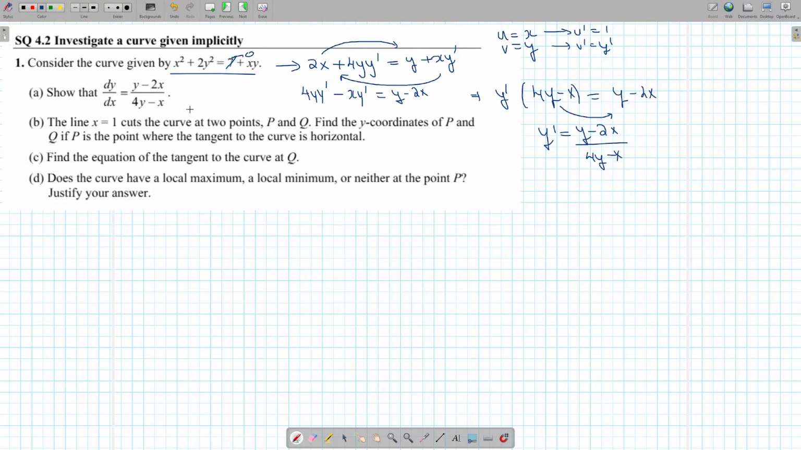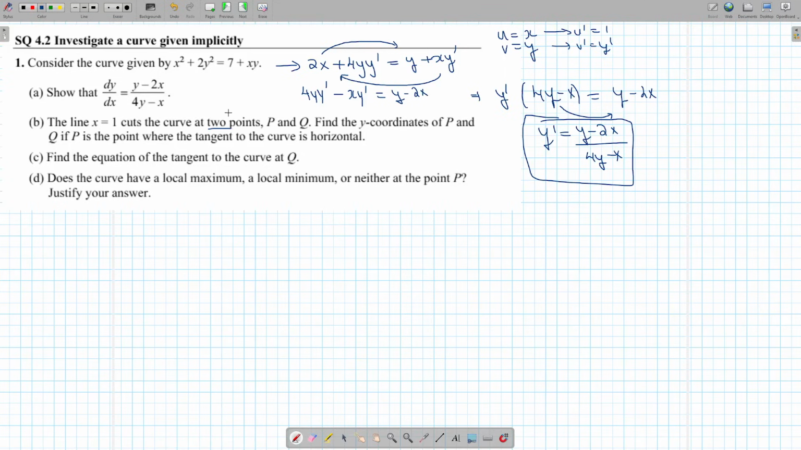And this is what they want us to show. Easy. Part A, very easy. Now, part B. The line x equals 1 cuts the curve at 2 points, P and Q. Find the y coordinates of P and Q if P is the point where the tangent to the curve is horizontal. So, they told us that x equals 1 gets you 2 points, P and Q.